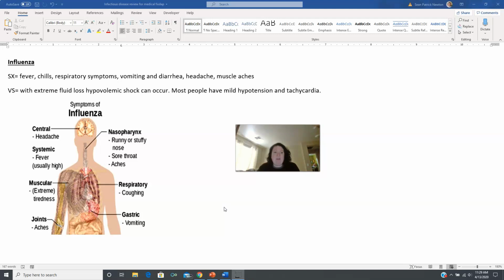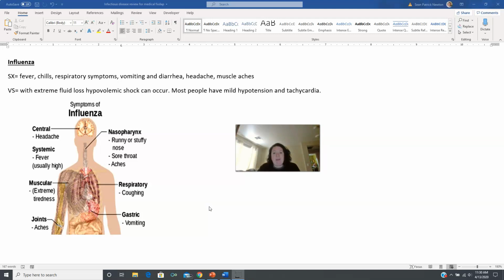So patients with influenza, just wanted to remind you that they can have a lot of fluid loss. People think that, oh, influenza, people get it and then they get better and you stay home sick. But influenza can actually cause profound vomiting and diarrhea. And when you have patients with heavy vomiting and diarrhea, you can have hypovolemic shock associated with influenza. Most people, especially if they have a fever, will have some tachycardia, so maybe you can see heart rate in the 100, 110 range, and maybe a little hypotension, like a systolic blood pressure in the 90s.